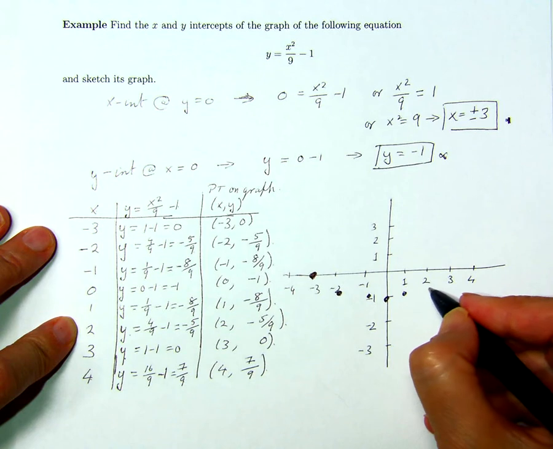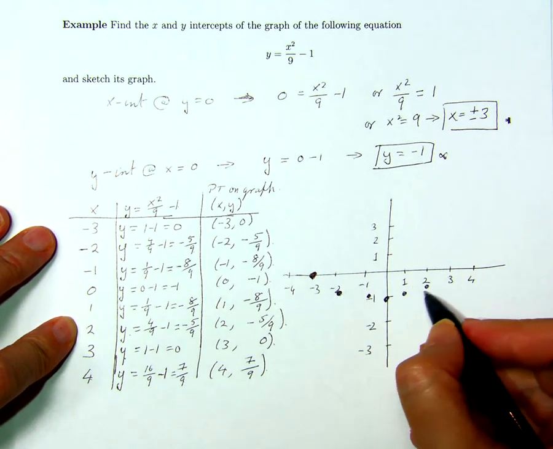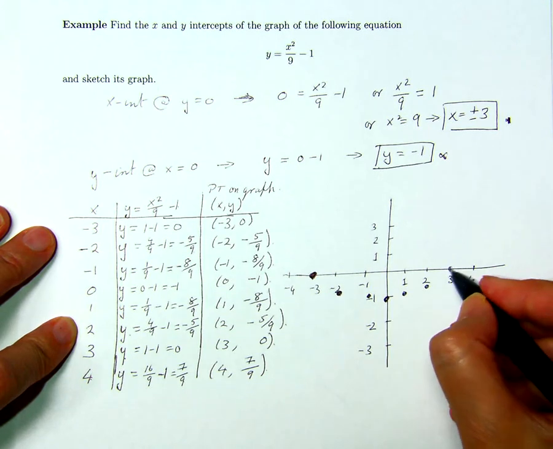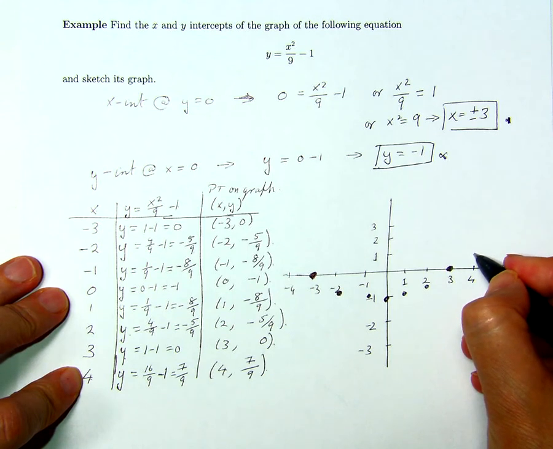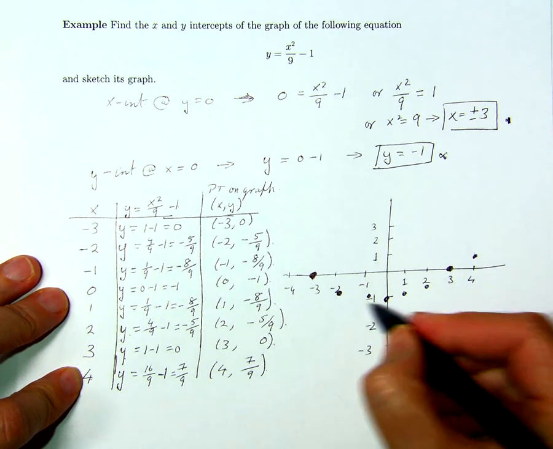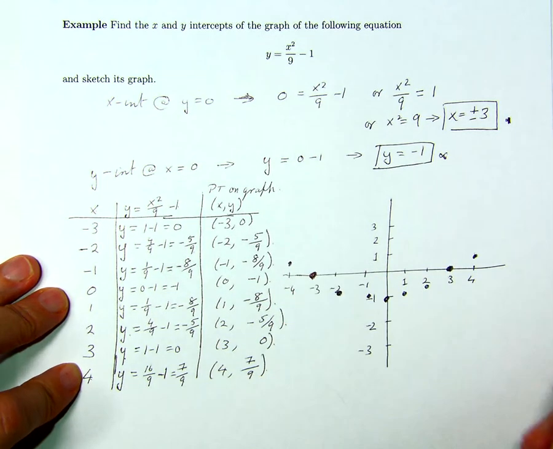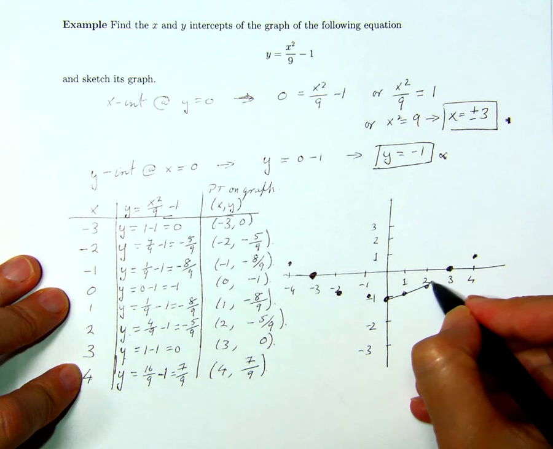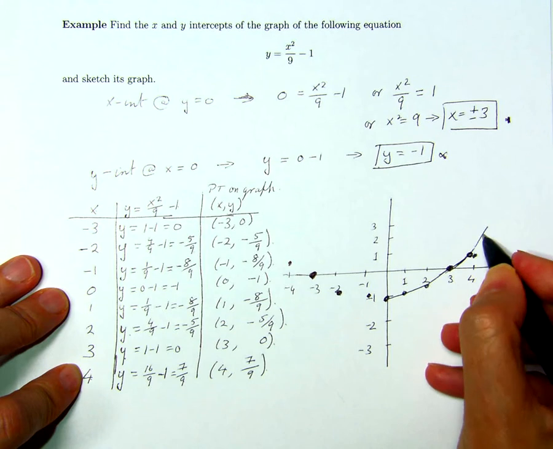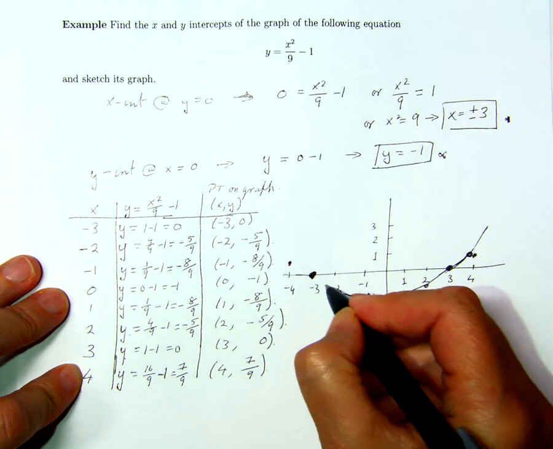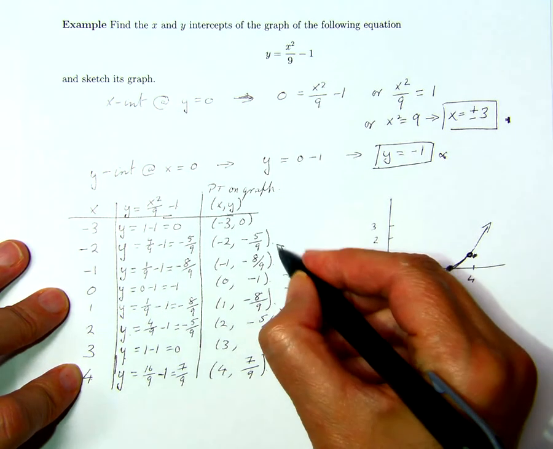2, minus 5 over 9 should be directly across from minus 2, minus 5 over 9. So it's here. And 3, 0 is here. And 4, 7 over 9 is about here. And you can see by the symmetry we talked about, we should also have minus 4, 7 over 9 on the graph. So we get this parabola. My guess is that should be about there. And we assume this keeps opening upwards.